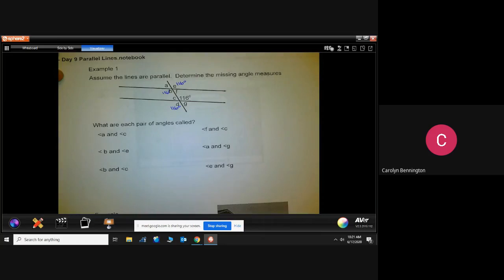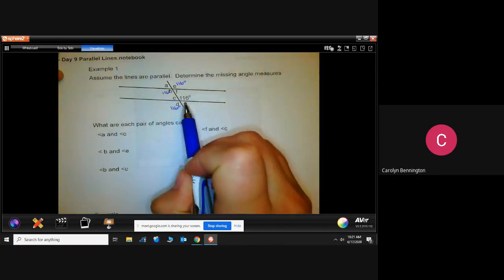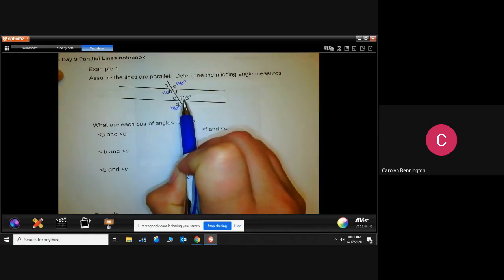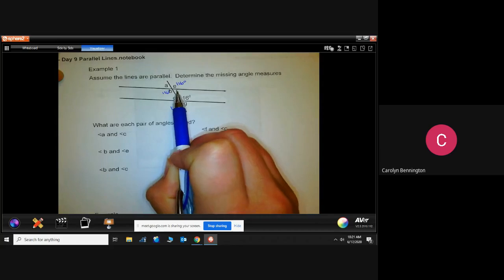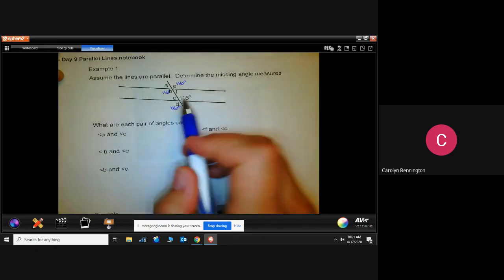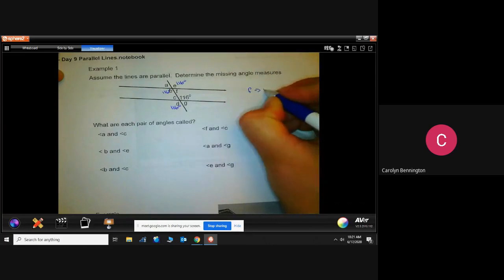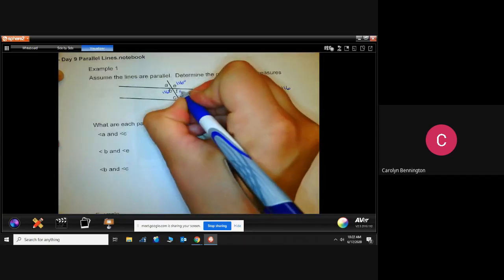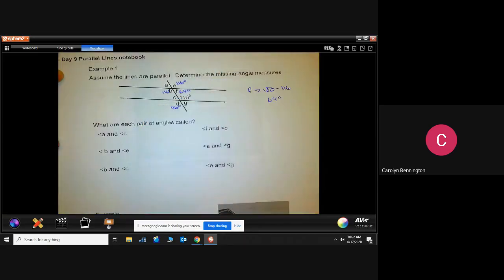So now we need to figure out the other sizes of the angles. So if I look at angle F, I know that the initial 116 degree angle and angle F are same side interior angles, and those angles add up to 180 degrees. So for angle F, if we do 180 minus 116, we will get 64 degrees. So angle F is 64 degrees.